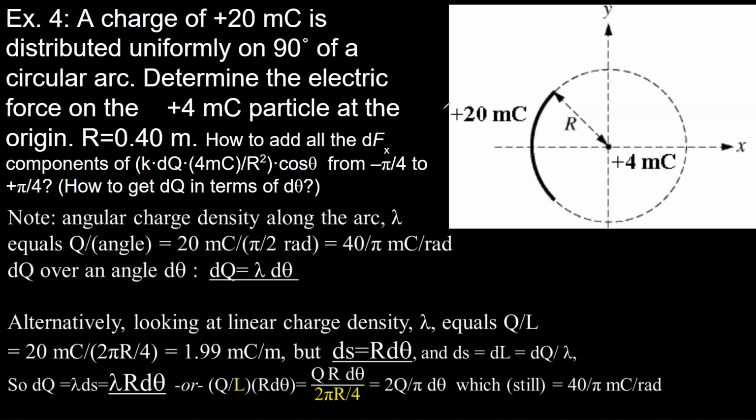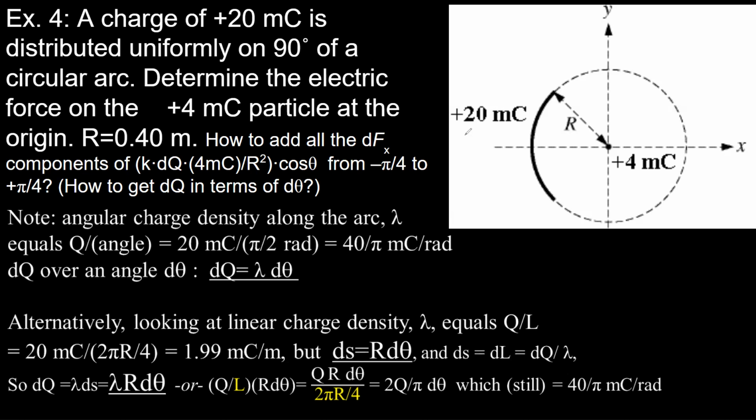So instead of doing things horizontally, you do things along a polar coordinate system since it's a circle, and it's easier to just work with that. So here you have an R of 0.4, and you have to add all of the dF, all of the force components. So you can imagine this like so.